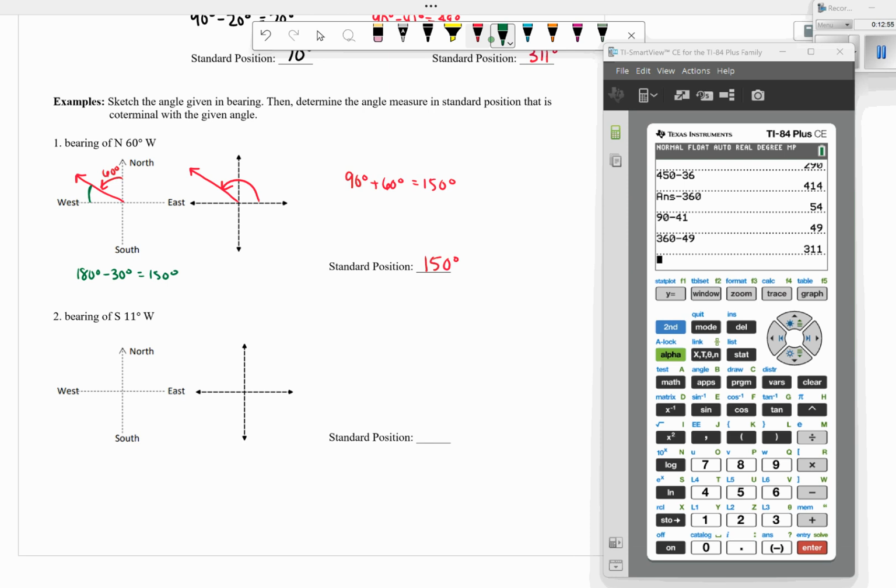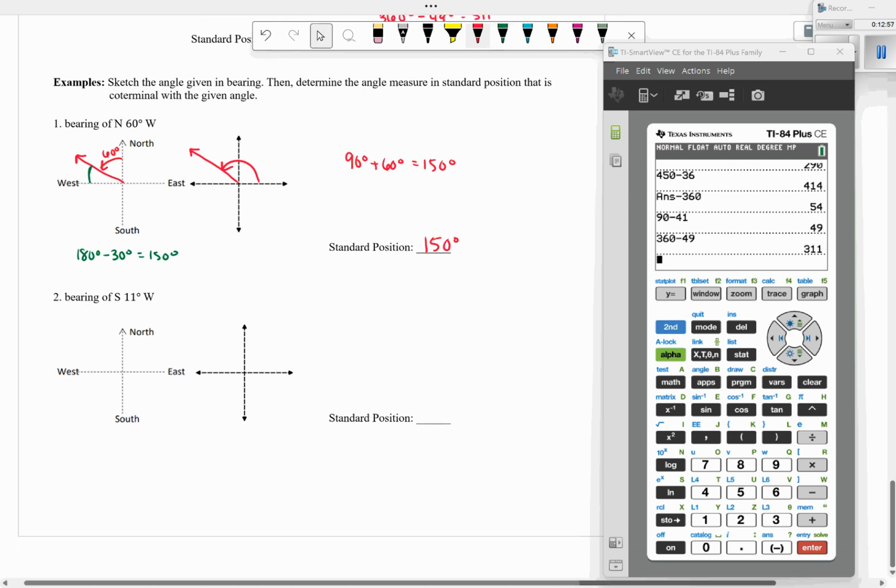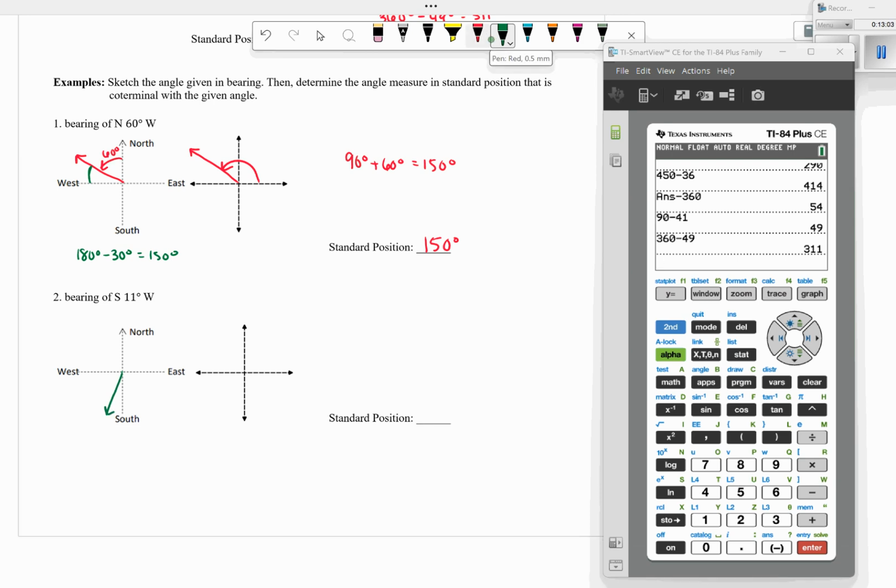That would also work. If we have a bearing of south 11 degrees west, that would be here. And then in standard position, we're going all the way around to here. So I know from all the way around here is 270. So I could take 270 and subtract 11 and I get 259. So that would work. That's one way to do the problem.